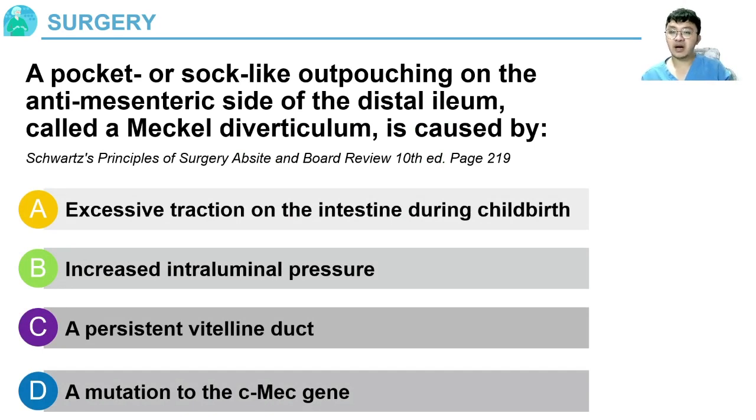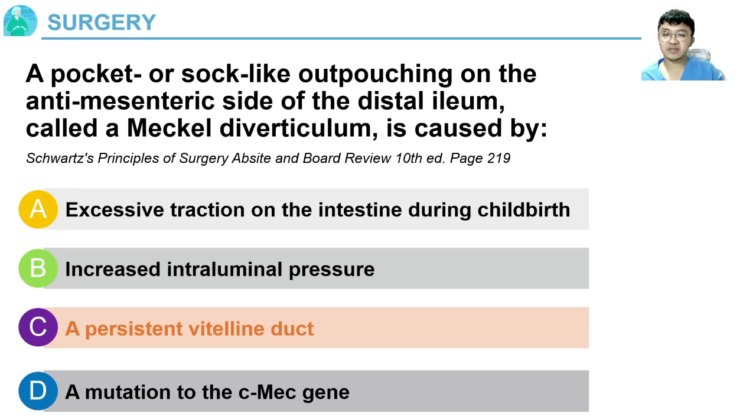Next, a pocket or sock-like outpouching on the antimesenteric side of the distal ileum, called a Meckel diverticulum, is caused by A. Excessive traction in the intestine during childbirth, B. Increased intraluminal pressure, C. A persistent vitelline duct, or D. A mutation to the c-MEC gene. Again, Meckel's diverticulum is caused by, the correct answer here is letter C, a persistent vitelline duct or an omphalomesenteric duct.